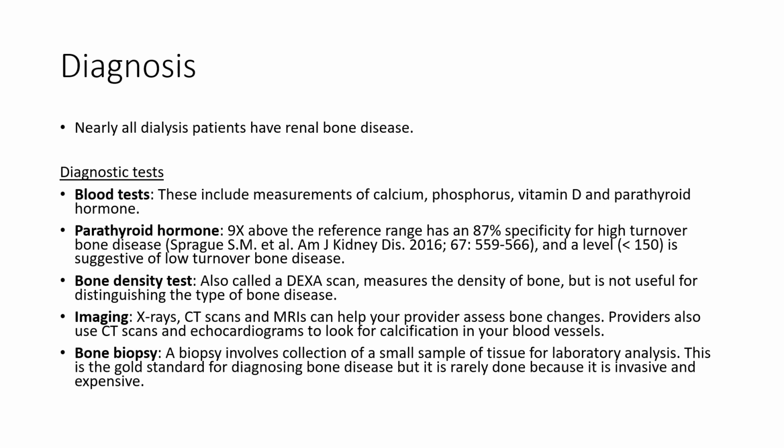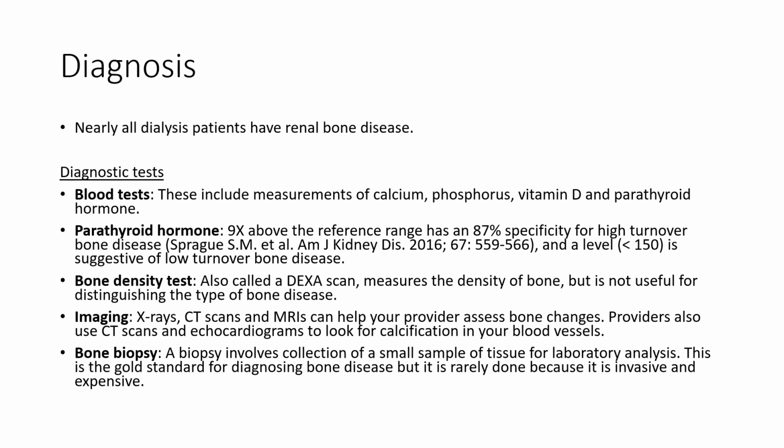There are some diagnostic tests that are suggestive. For example, we could do blood tests. We can measure their calcium, their phosphorus, their vitamin D, and their parathyroid hormone levels. A PTH that is 9 times above the reference range. So let's say, for example, the upper reference range is 50 picograms per mil, so 9 times that is 450. So above 450 has an 87% specificity for high turnover bone disease. In contrast, a low PTH level, say of less than 150, is more suggestive of low turnover bone disease.